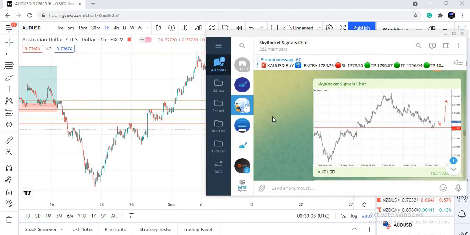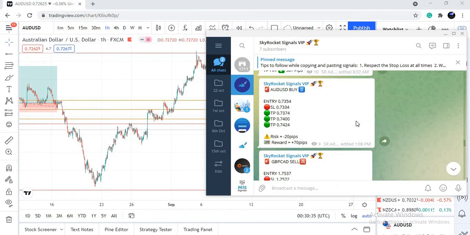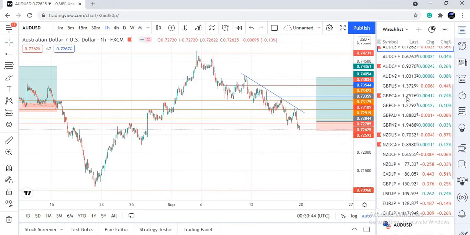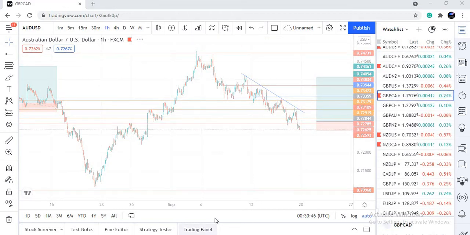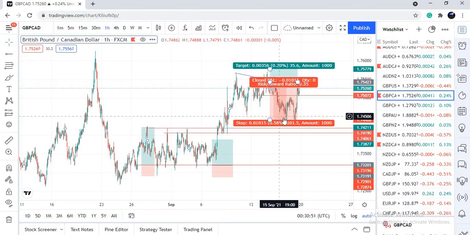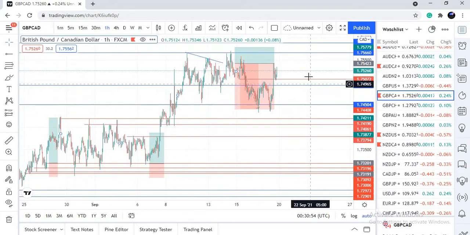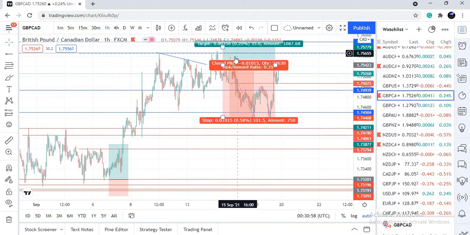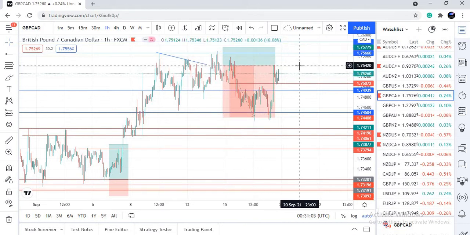So the next pair that we placed a trade on after the AUDUSD was the GBP CAD. We placed it at the price of 1.7537. Let's check the GBP CAD. We placed a sell signal for the GBP CAD. Yes, as in our last week's analysis, we said that we are going to be selling the GBP CAD, risking about 35 pips for this trade, and targeting about 100 pips.